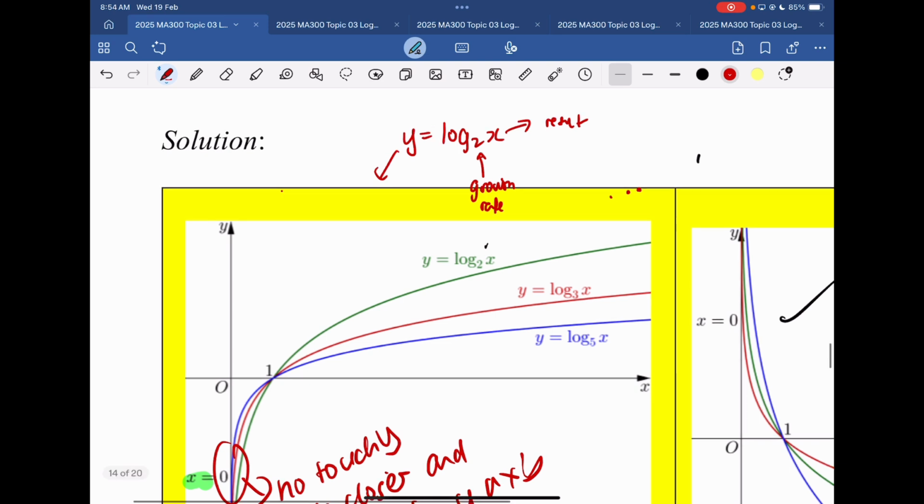Y equals... 32 equals... log base 2 of 32 is equal to 5. Correct? This is the growth rate. This is the result. And what does 5 represent? The power, the number of times I have done it.